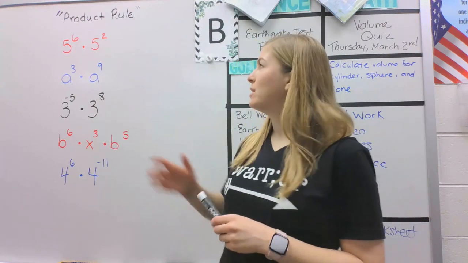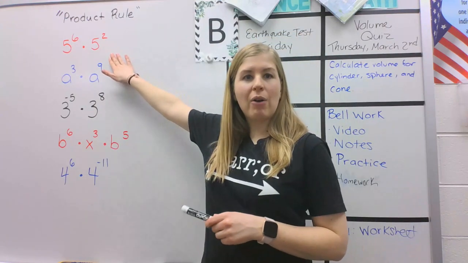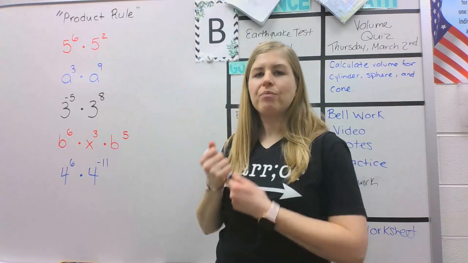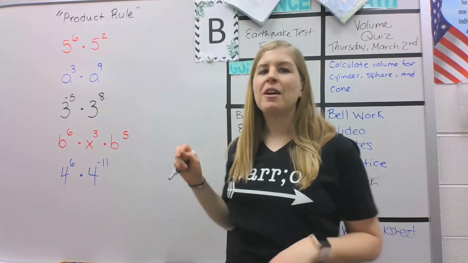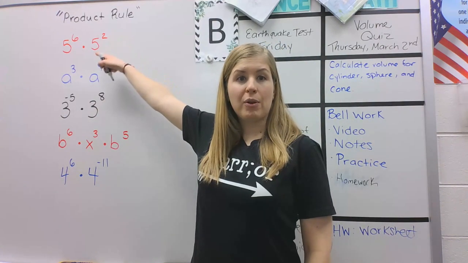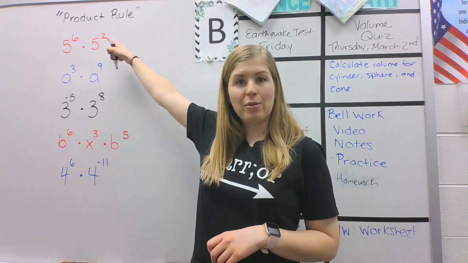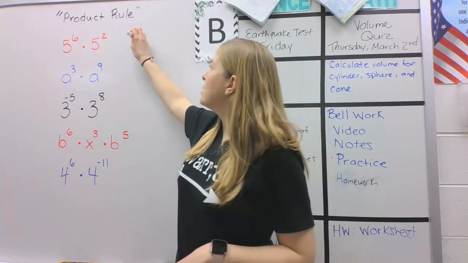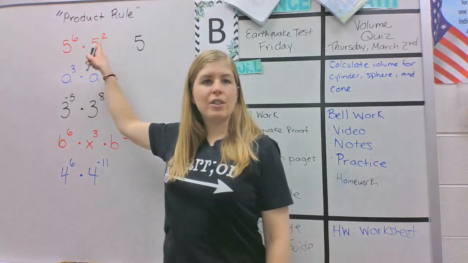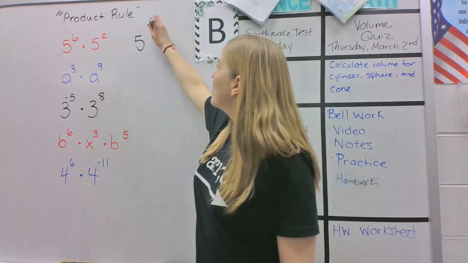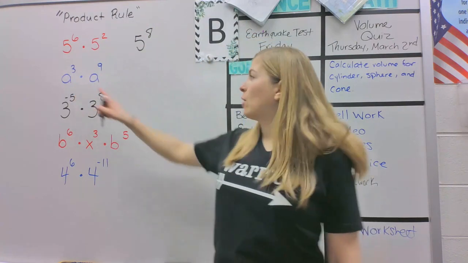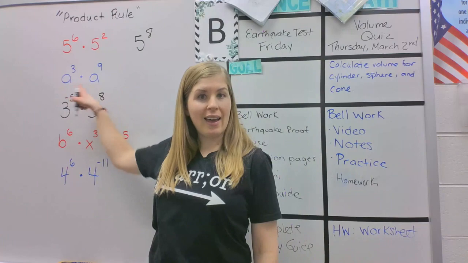So I'm going to show you some examples here. We have 5 to the 6th power times 5 to the 2nd power. The little dot means multiplication. Sometimes you also see it as parentheses. What we would do is we would keep our base, so it's a base and an exponent. The big number is the base, the small number is the exponent. Keep our base the same, and then we would just add our exponents. What is 6 plus 2? 8. Awesome.